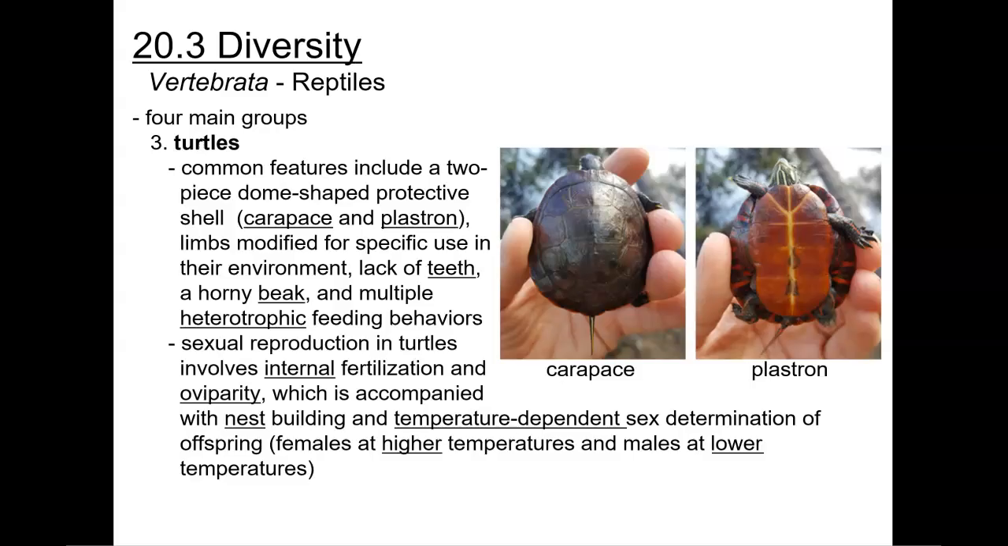Sexual reproduction in turtles is going to involve internal fertilization and oviparity, which is going to be accompanied with nest building and temperature-dependent sex determination of offspring. Females are going to be produced at higher temperatures, and the lower temperatures are going to produce males. So those that possibly will be closer towards the top of the nest, where some sun may shine down on that land, will all come out female, and the ones that are going to be found deeper in the hole usually will be male because they're further away from the heat.